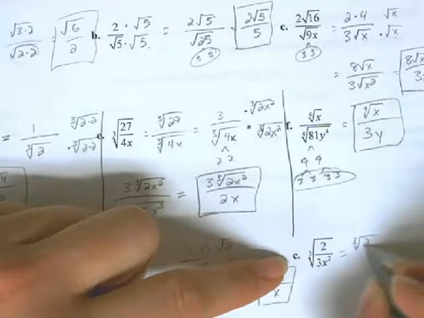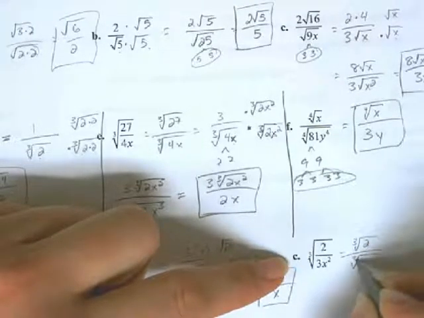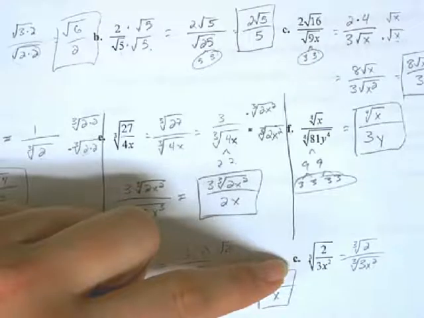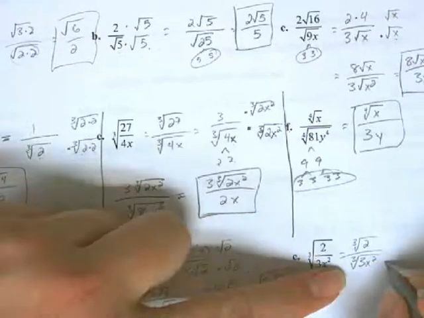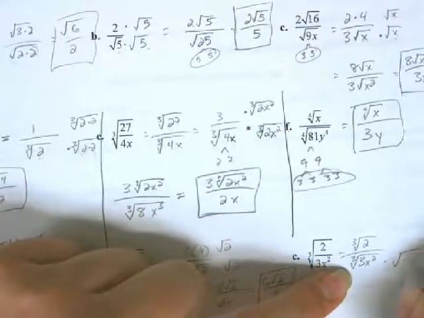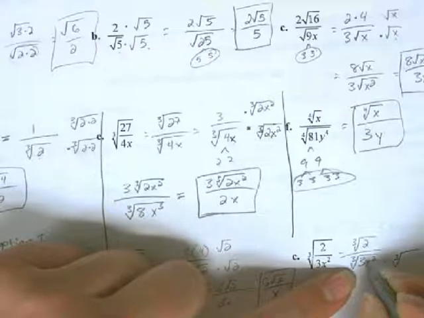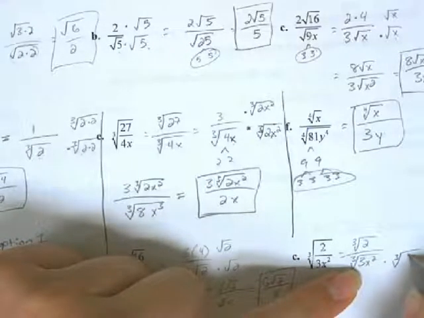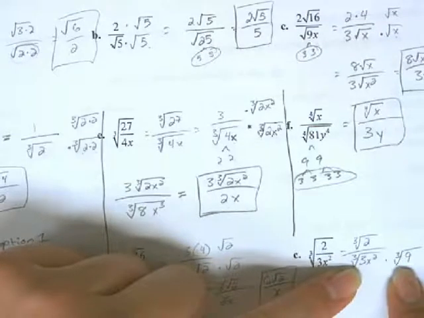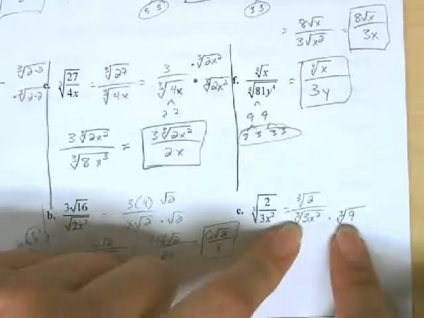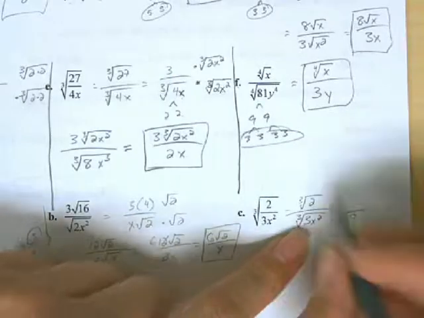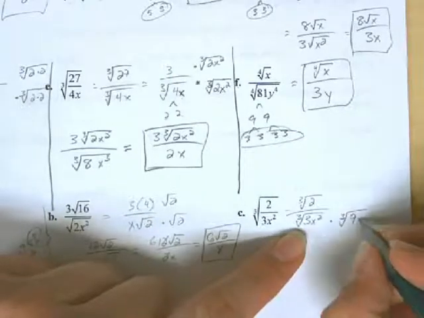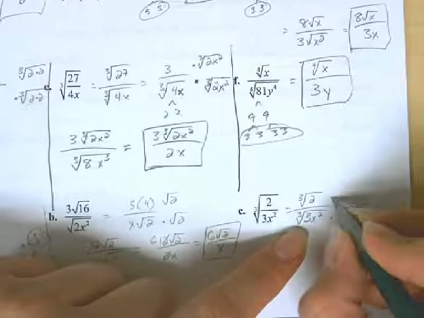Cubed root of 2, cubed root of 3x squared. So when I multiply here, I've got 1, 3. I need 3 of them to come out, so I'm going to do 2 more 3's. 3 times 3 would make 9. So that's 2 3's, because I just multiplied them together. 3 times 3 is 9. That's where that comes from. I've got x squared, so I need another x. What I do to the bottom, I do to the top.